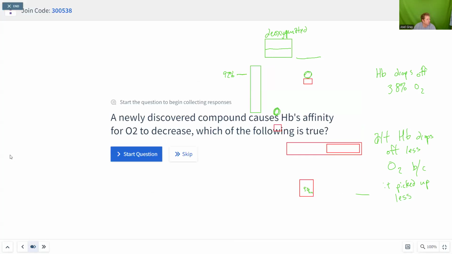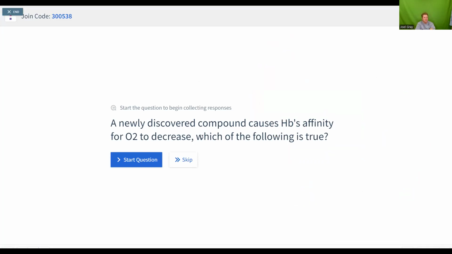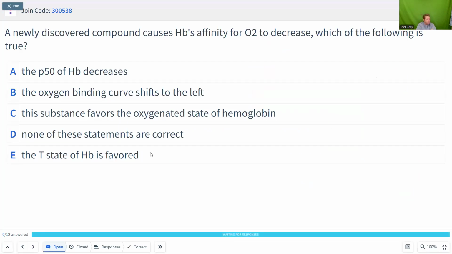Okay, now here we go with a question. A newly discovered compound causes hemoglobin's affinity for O2 to decrease. Which of the following is true? I want you to think about this in terms of all of the different terms that we've used and the different ways that we've described hemoglobin and characteristics and properties of hemoglobin. So we've got 52 seconds.